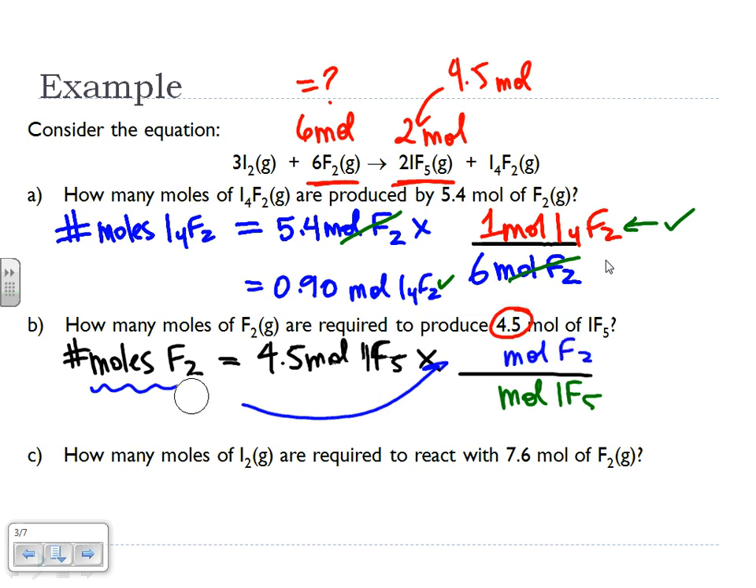Great. So now what numbers do I put in my conversion factor? I put the mole ratio from my balanced chemical equation. So if I look back to my chemical equation, moles of F2, there's a 6. So I put the 6 with F2. And there's a 2 in front of my IF5, so I'll put a 2 there. So I basically take 4.5 times 6 and divide by 2. And when I do that, my answer is 13.5, but I'm going to round that to 2 significant figures and have 14 moles of F2.